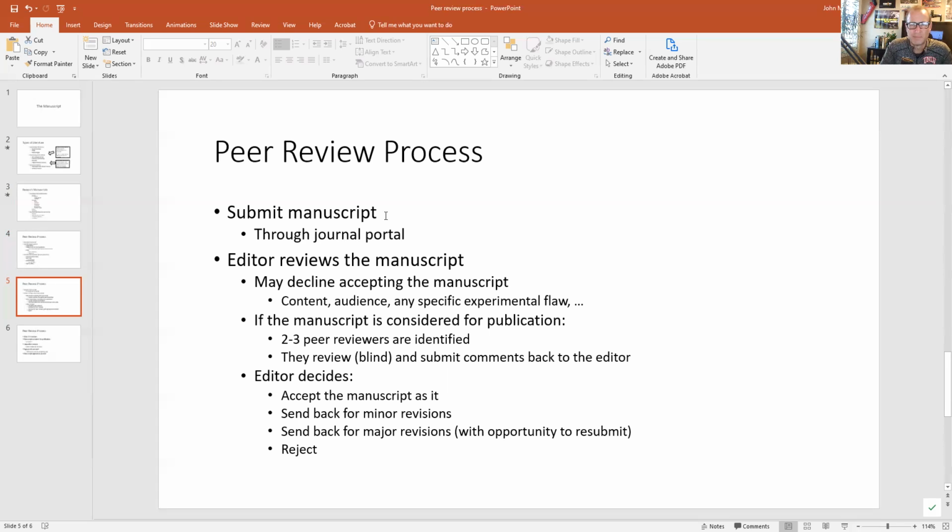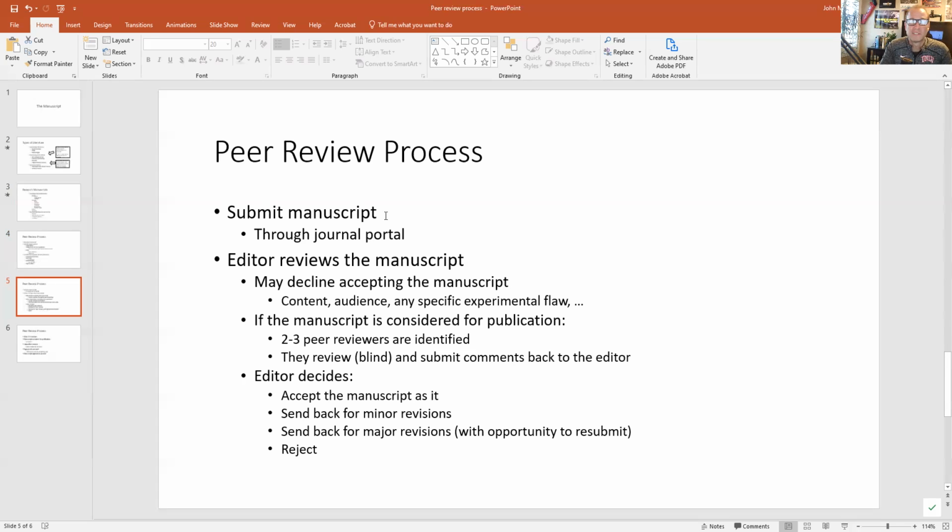Once the manuscript is submitted, the editor then reviews the manuscript. And the editor may just decline the manuscript at that point, saying, oh, it's not really within the scope of the journal, or maybe there's some type of experimental flaw that the editor identifies and basically says, we're not going to consider this. Thank you for writing, but please go to another journal. And that happens. It's not unheard of.